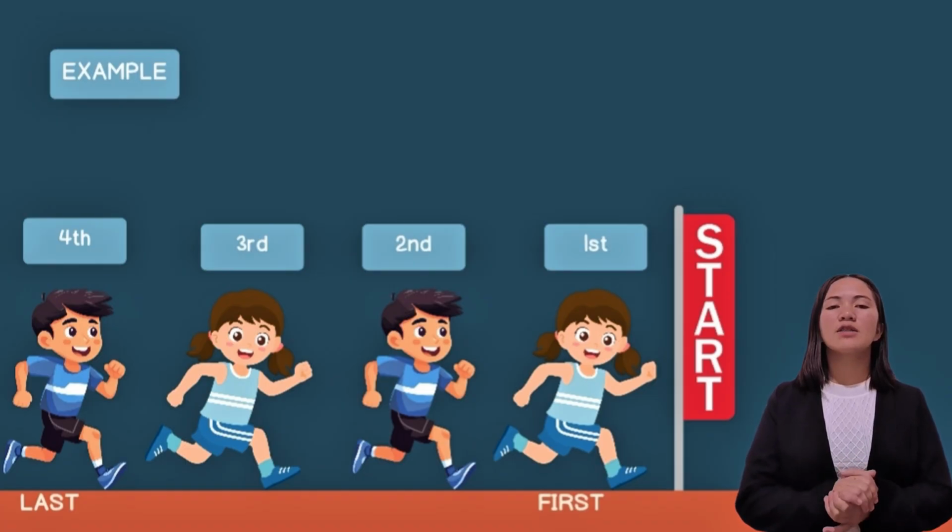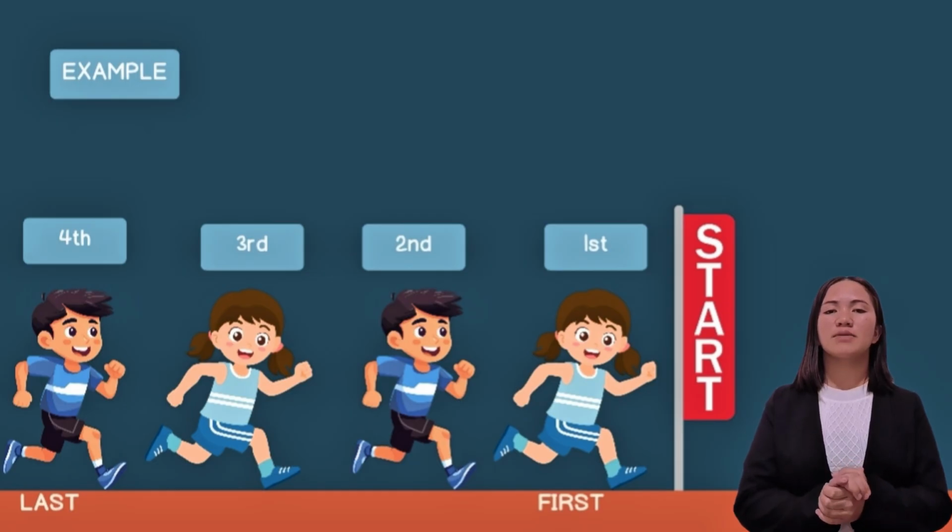In the race, the first place shows that she reached the finish line first, and the runner in the second place came right after the first place, and the runner behind the second place is in third place, and the runner in the fourth place is the last to finish the line. So this example shows that ordinal numbers do not tell us how many runners there are in a race, but instead they tell us the position or order of each runner in the race.